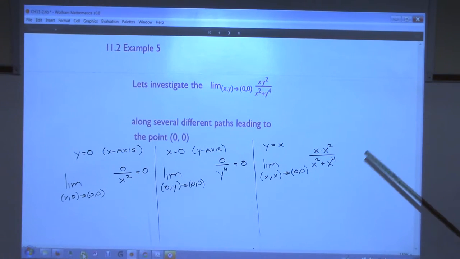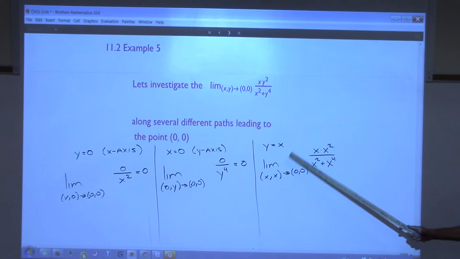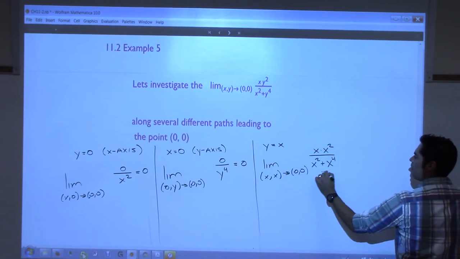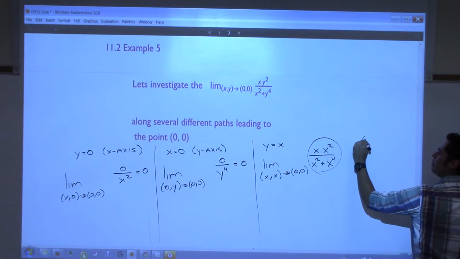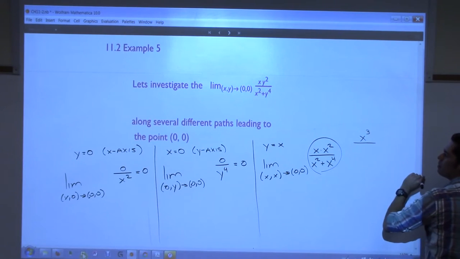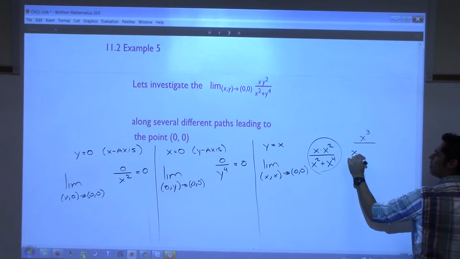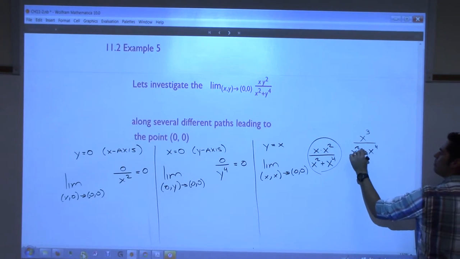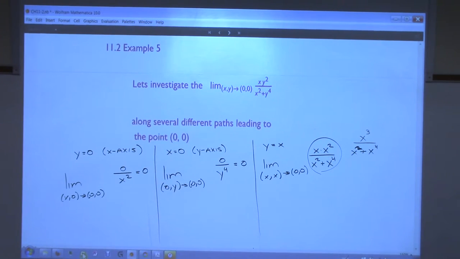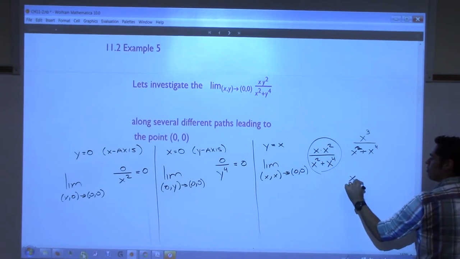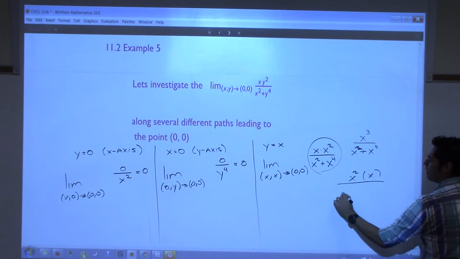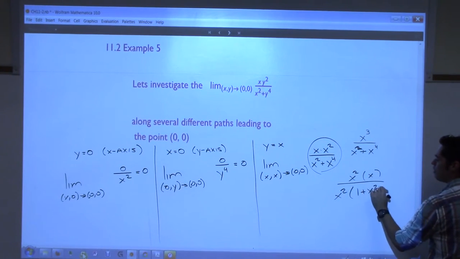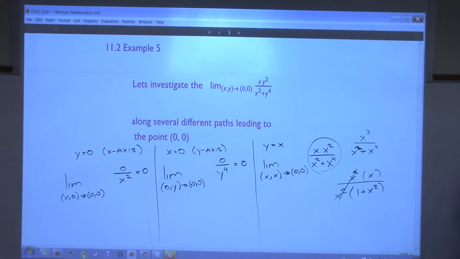Anybody get this? How many of you got to this one, tried y equals x? What do you get? What does it turn into? Algebraically this is really just x cubed over x squared plus x to the fourth, right? What can you do with this? You factor out an x squared on top. On the bottom, factor out x squared. You get 1 plus x squared. Cancel those out.